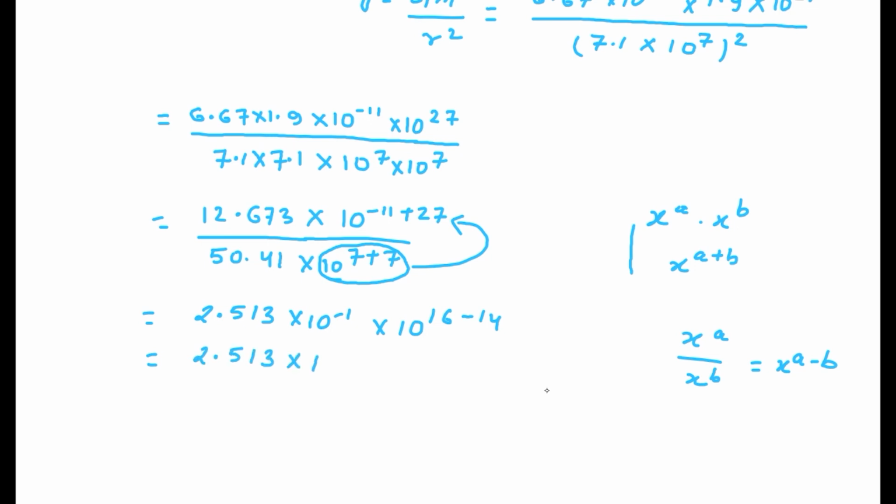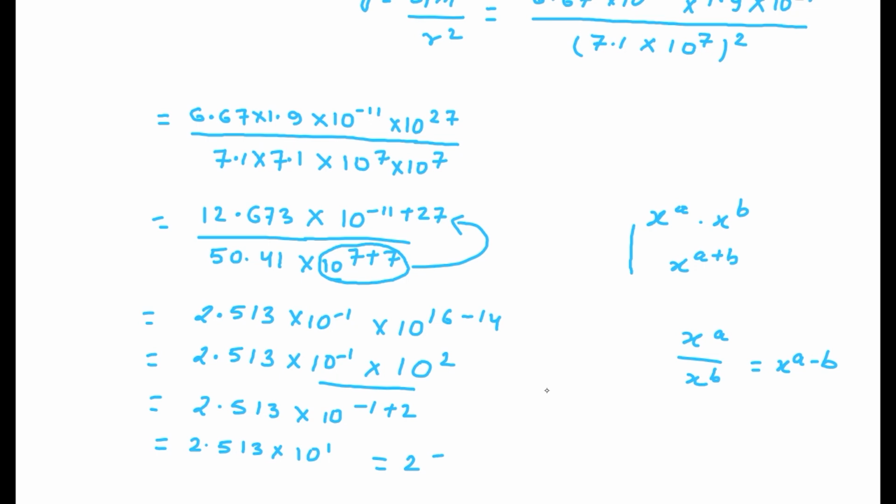2.513 into 10 to the power minus 1 into here 10 to the power 2. So again base same, then it will be 10 to the power minus 1 plus 2. So it becomes 2.513 into 10 to the power 1. So finally it becomes 25. When we multiply this term, then we get 25.13.